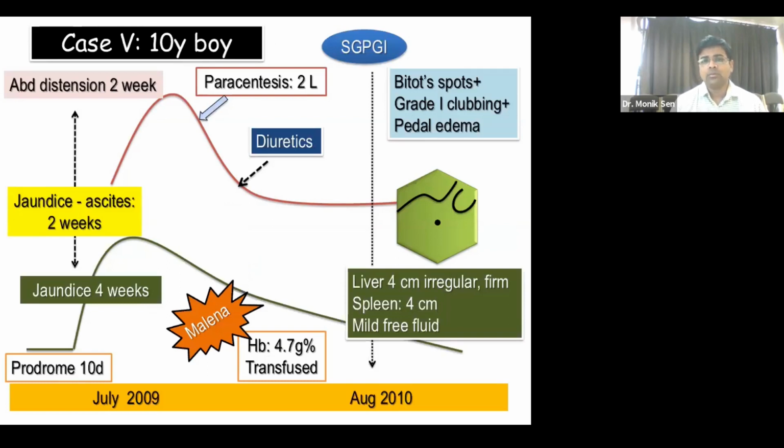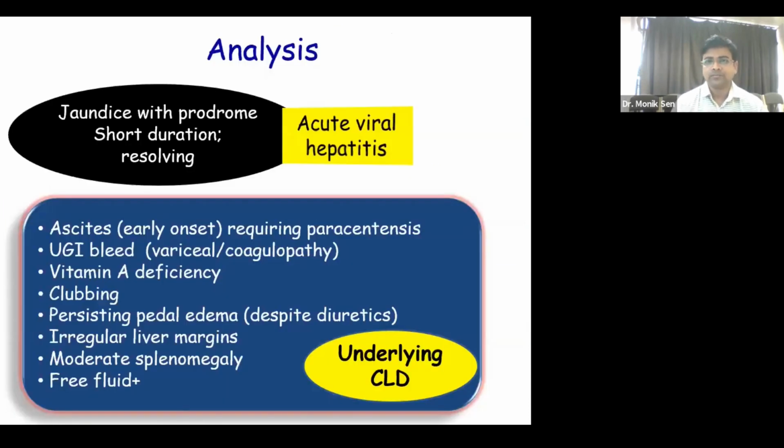Now let's see one more case. This is a 10-year-old boy who presented with jaundice prodrome and ascites, and the duration between jaundice and ascites was 2 weeks. There was melena, diuretics were given, paracentesis was done, and when we saw this patient, he had features of chronic liver disease, which are bite spots, clubbing, and an irregular liver.